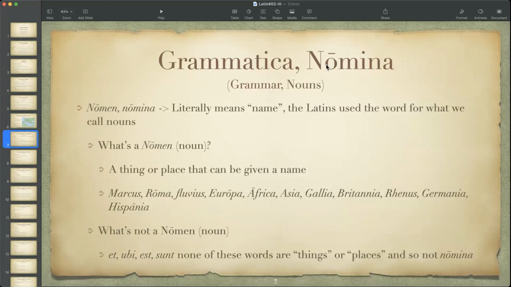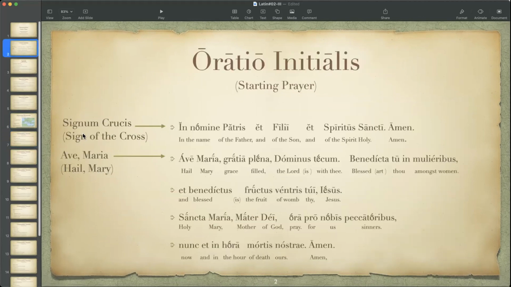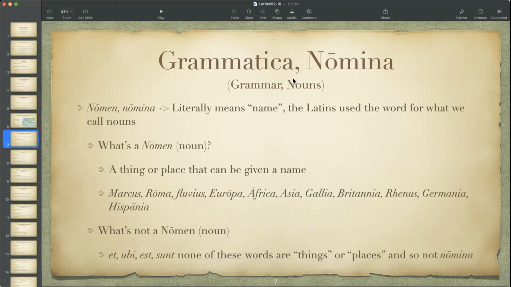So, grammar. This was Michael's question. Okay. Grammatica. Nomina. All right. Nomen or nomina literally means name, okay? Remember what we say, in nomine Patris, in the name of the Father. Well, the Latin word for nouns is nomen, one noun, nomina, plural.